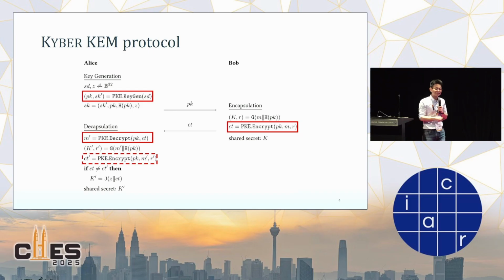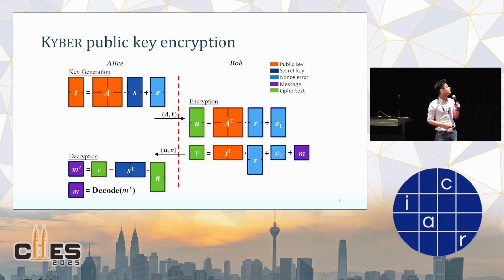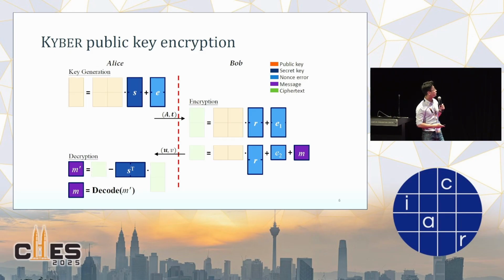Right. So this is how the Kyber KEM protocol looks, and it consists of 3 operations: the key generation, the encapsulation, and the decapsulation. And these 3 operations build on top of a public key encryption scheme, which looks something like this. And in this Kyber public key encryption scheme, if we remove the publicly known information, that is the public key and the ciphertext, all that's left are the values that should be kept secret from the outside world.